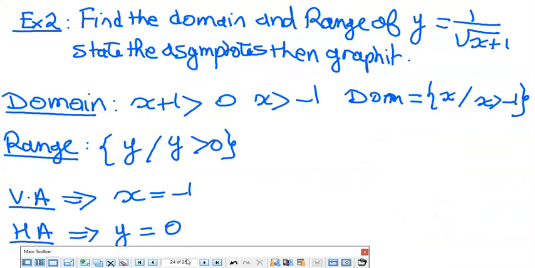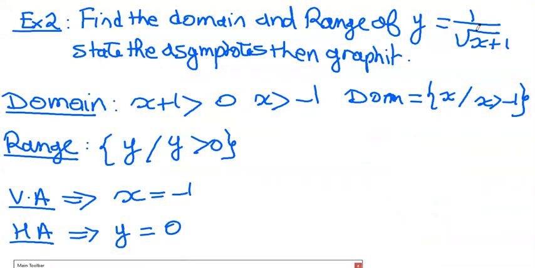Let's do one more example. Find the domain and range of the function, state the asymptotes, then graph it. Again, domain of definition. Here, I have a fraction and a radical. We did already in the preceding video that when I have a fractional expression, the denominator cannot be equal to 0. But here also there is a radical.